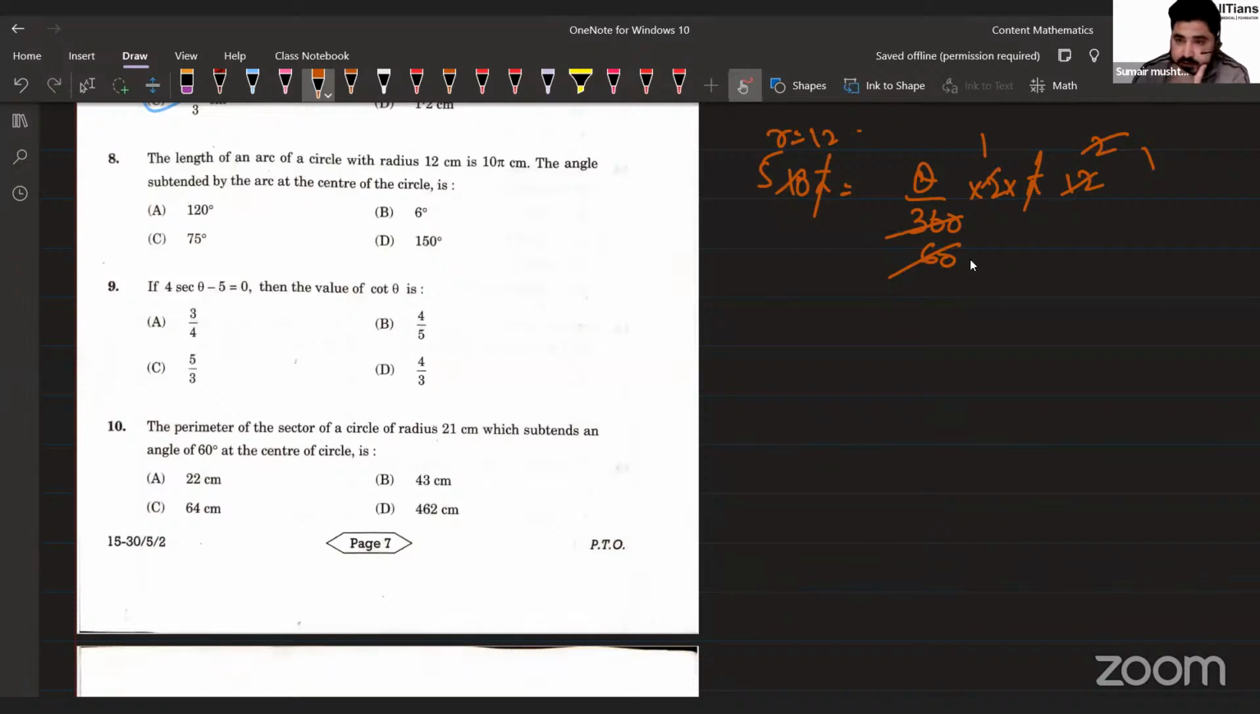What should be the answer? 2, 1, 2, 30. Now theta is equal to 30 into 5. That is 150 degrees. This is the answer.